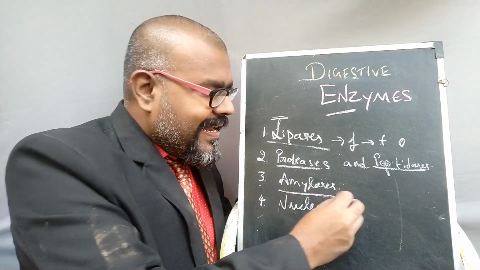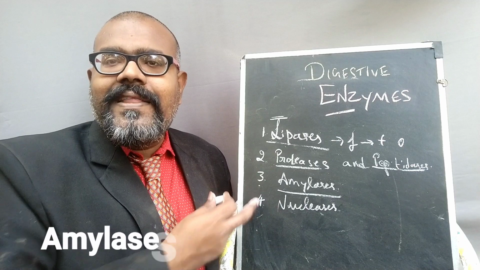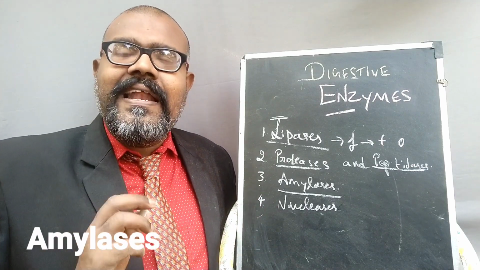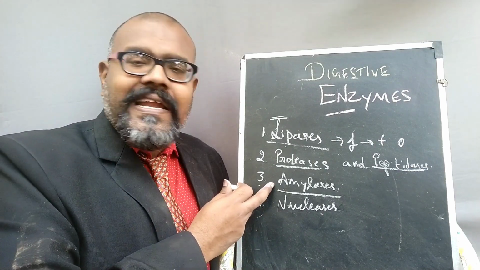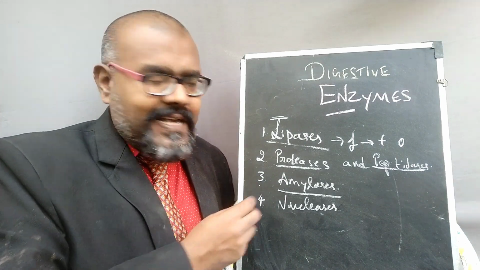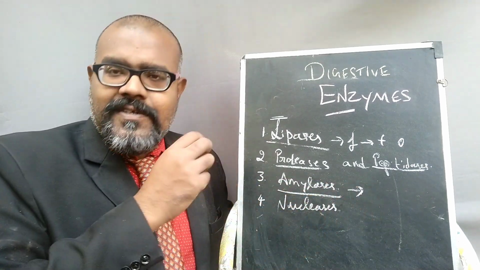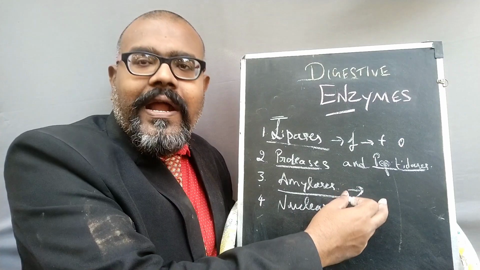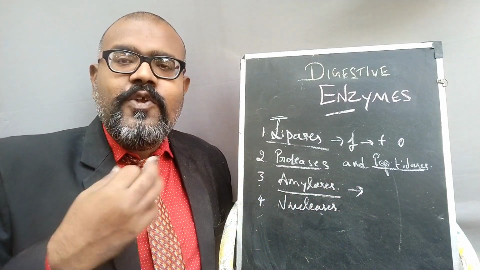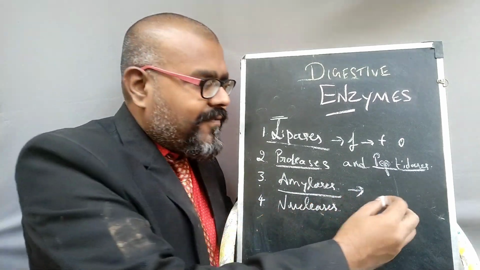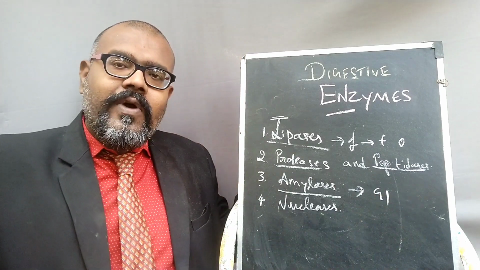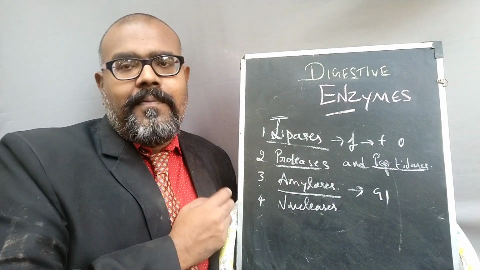Then the next is amylases. Of course, we know that the salivary gland in the mouth secretes the enzyme called amylase. This amylase breaks down carbohydrates such as starch and sugars into simple carbohydrates, for example glucose.